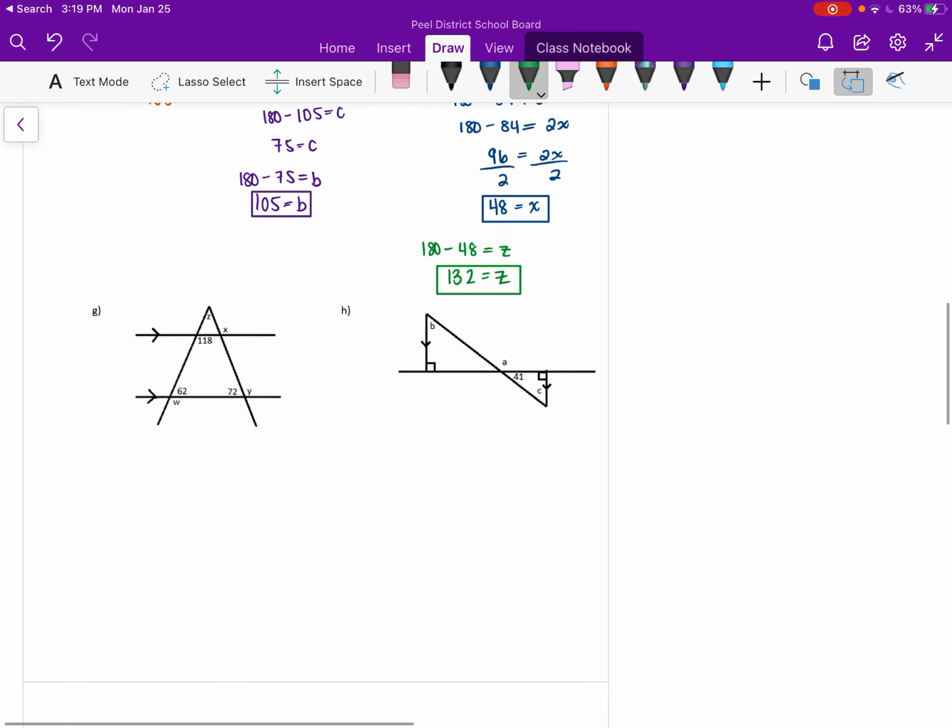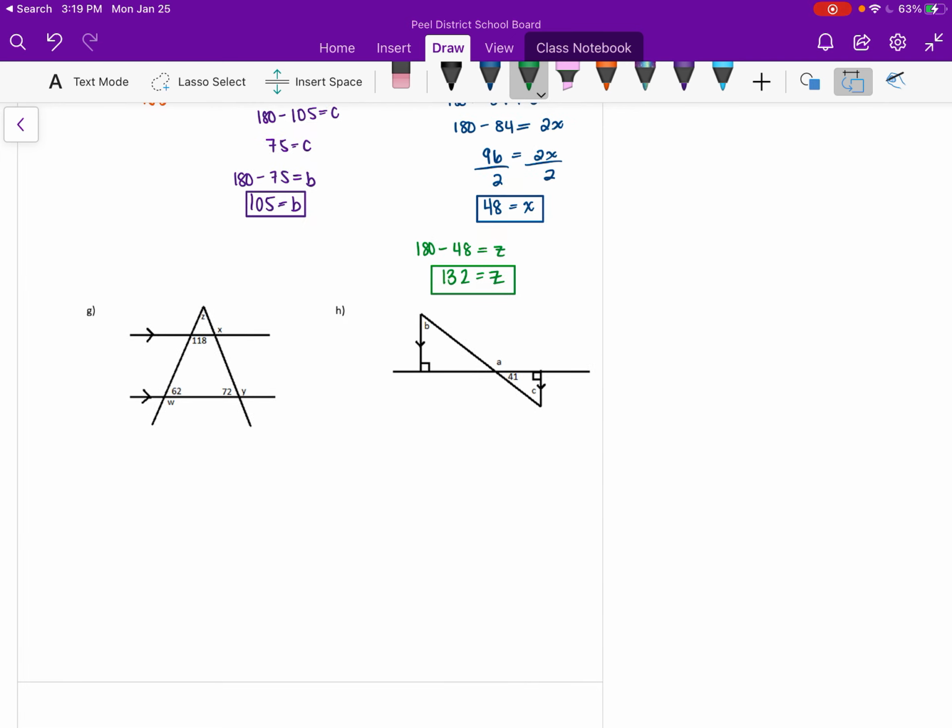Alrighty. So a lot of these are triangles because generally we work with a lot of triangles. They're kind of the more basic shape that we work with. Anyways, moving on.